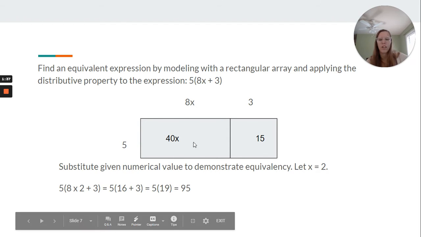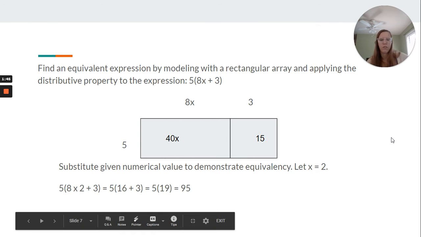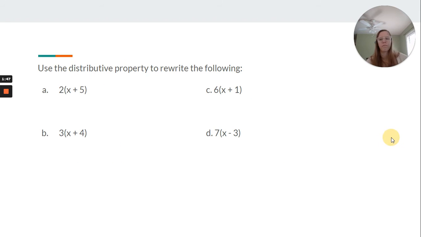Okay, and we can do the same then here with 40x plus 15, distribute the 2. 40 times 2 is 80 plus 15 is 95. So they are equivalent, okay?